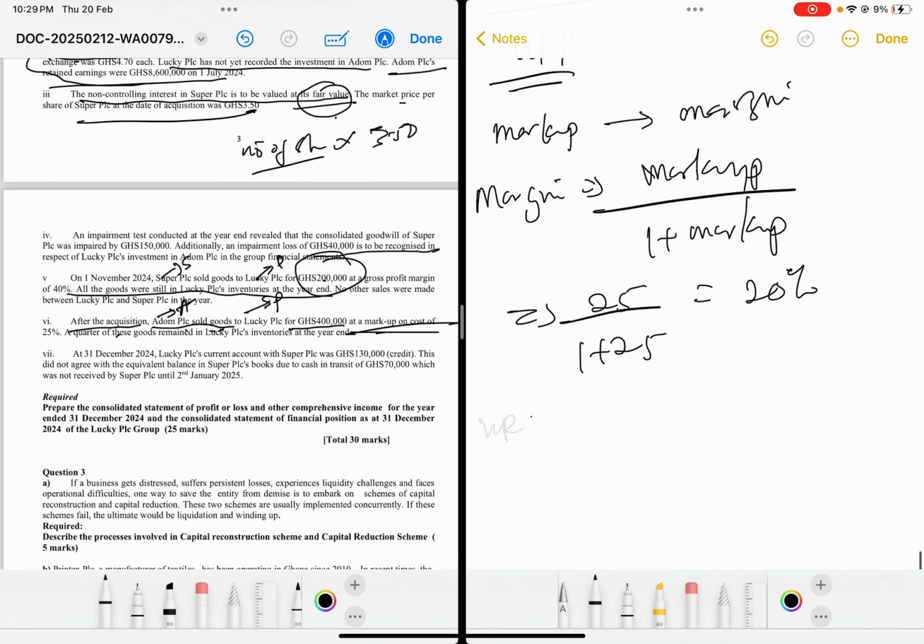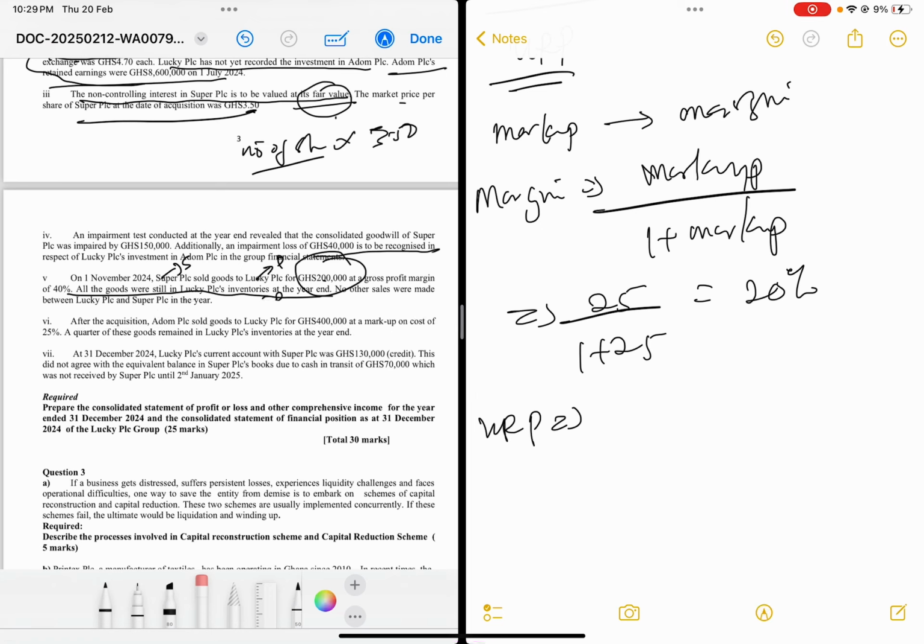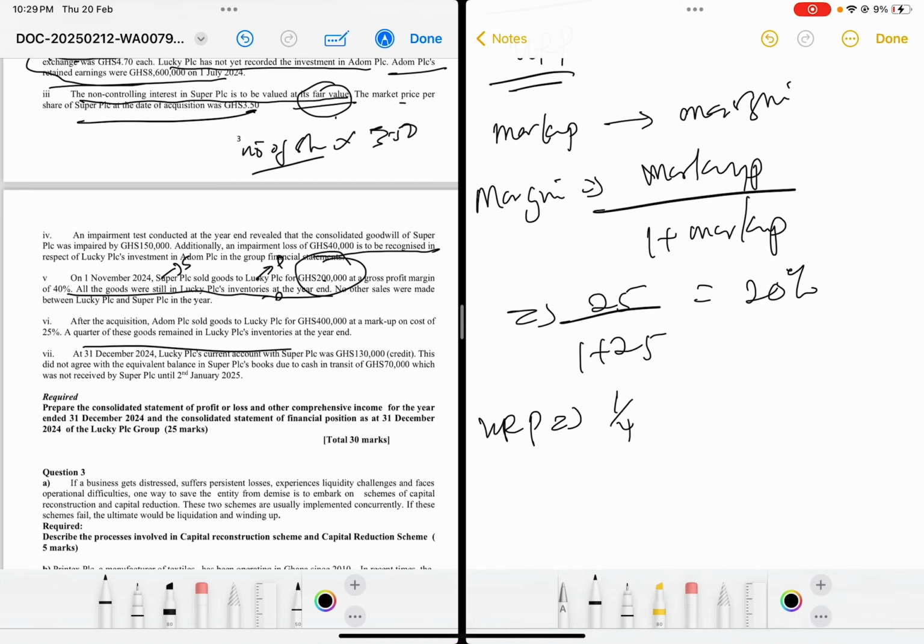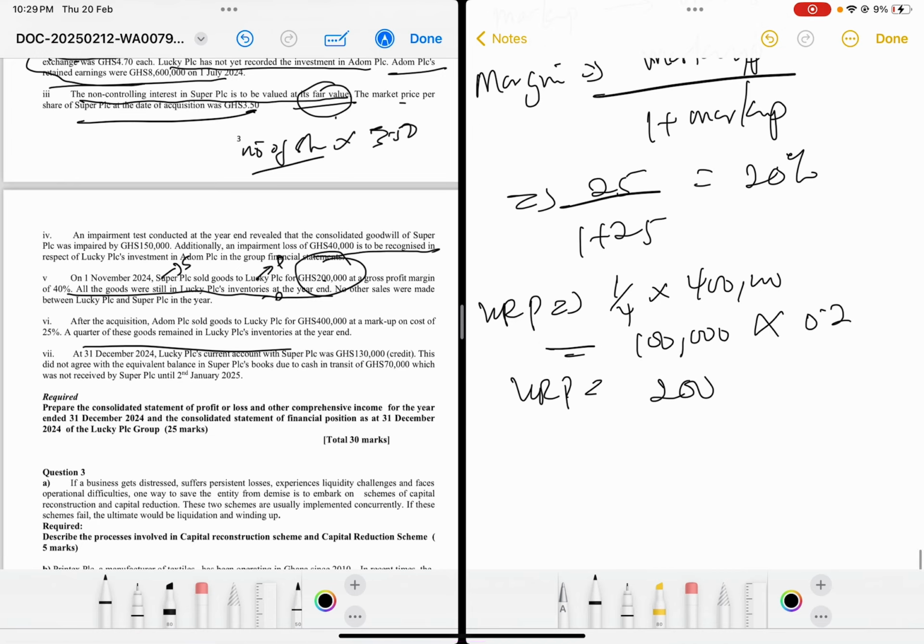Then it means the unrealized profit on the unsold goods. So you are saying that a quarter of these goods remained. After sales were made, a quarter remained. So the unsold goods is 1/4 of the 400,000, which means 100,000 remained. Then the margin is 20%, so the unrealized profit will be what? 20% of 100,000, that will be 20,000. So the unrealized profit here is 20,000 in this instance.